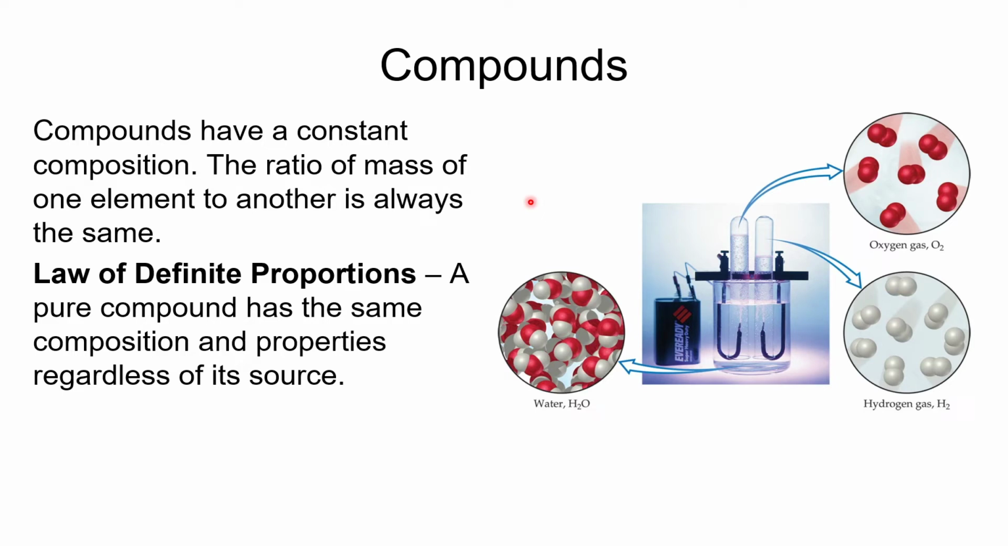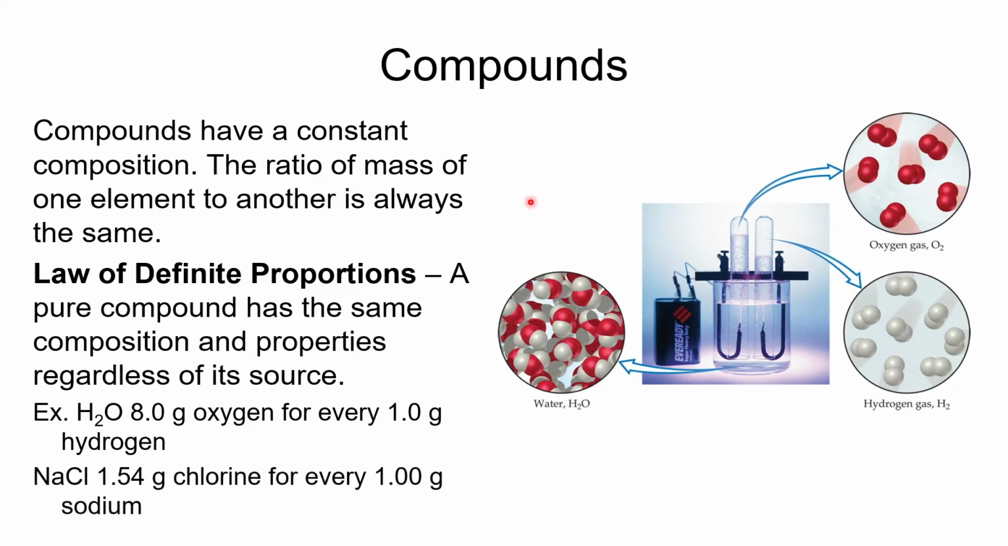For example, water is always H2O, and if you break it down into hydrogen and oxygen, you will get a ratio of 8 grams of oxygen for every 1 gram of hydrogen. And it doesn't matter whether you get it from a river, a lake, or the ocean, it's always going to have that same composition. Another example is sodium chloride, just regular table salt. It has 1.54 grams of chlorine for every 1 gram of sodium that is present.